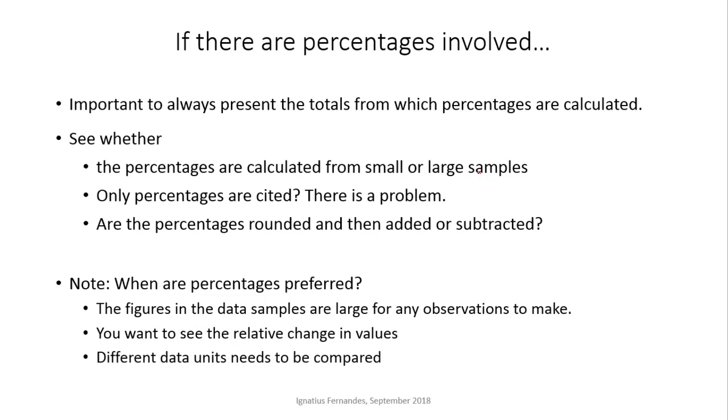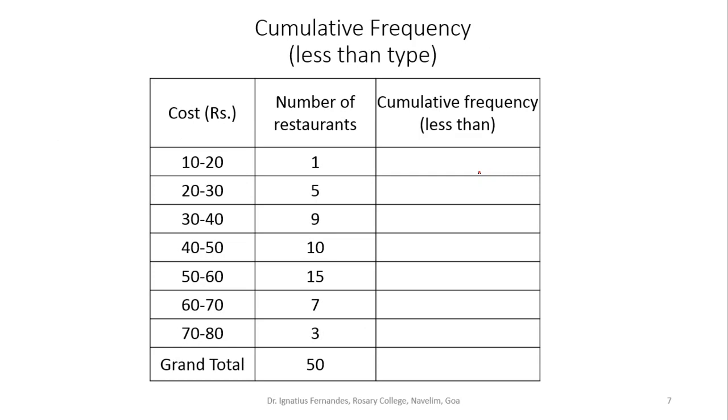Whenever you want to compare two different data sets with different units, suppose you want to compare something in terms of dollars with something in terms of rupees, you cannot have a direct comparison. So what you do is convert them into percentages, get rid of the units, and then you can very well compare. So when different data units need to be compared, then also we prefer percentages. This is about percentage. Next we talk about cumulative frequencies.